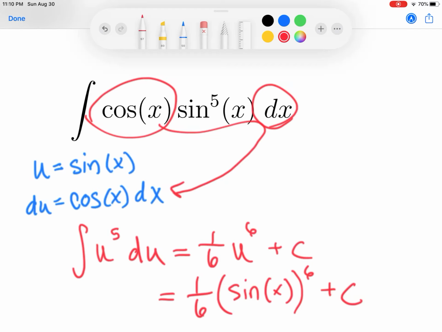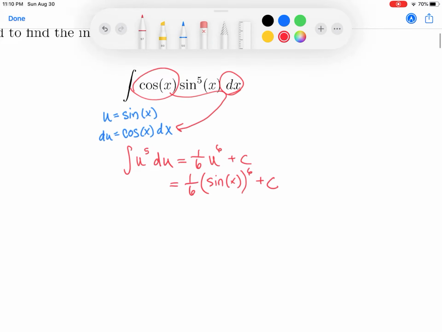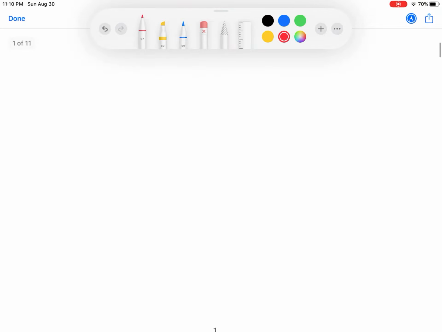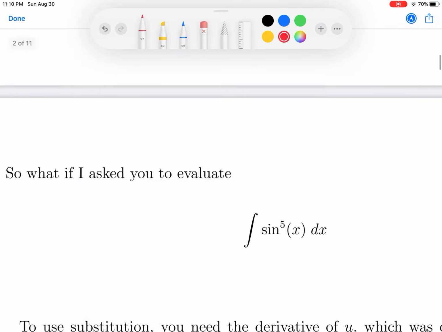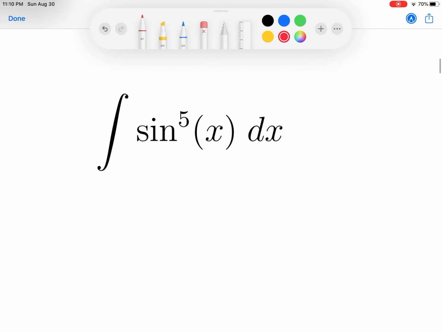Not too crazy, right? What if I asked you, however, to now jump into this problem? Let's go ahead and scroll down. This problem. Okay, it doesn't look too terrible. It definitely doesn't have a lot of parts. It's just sine raised to the fifth power. So you would say, okay, well, how should I tackle this? Should I do a U sub?